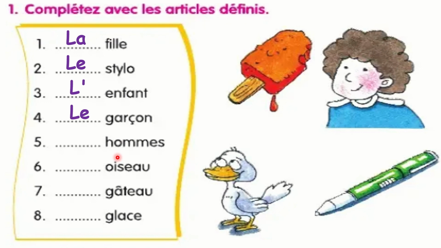Next we have homme. So it means men. Why have I not said man? Because it also has an S at the end that indicates it is plural. So we'll write it as les hommes. Next we have oiseau, that means bird. As a bird, it starts with a vowel that is O. The answer is l'oiseau, l'apostrophe. Next we have gâteau, that means cake. So cake, it is masculine, the answer is le gâteau. Then we have glace, that means ice cream. Well, all of us love the taste of it, and the answer is la glace, that means the ice cream. Now do remember definite articles means the.